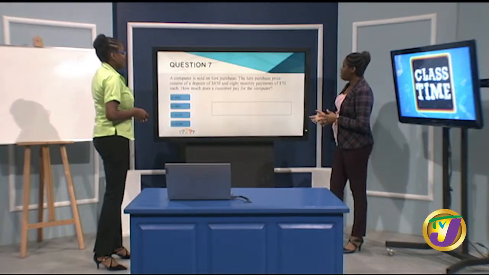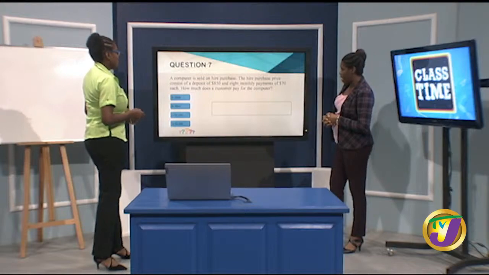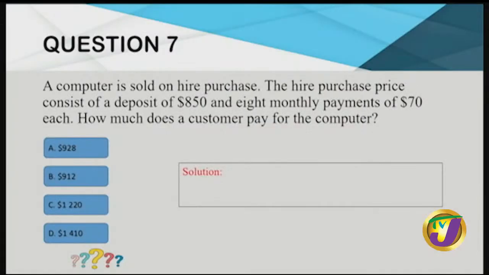So let's see how much a customer would pay. So they have their deposit, plus $870, and that is going to give us $560. So we know that option A wouldn't be an answer, because we'll be paying more than 850, and 8 and 5 is way more than that. All right, so our option here is option D.